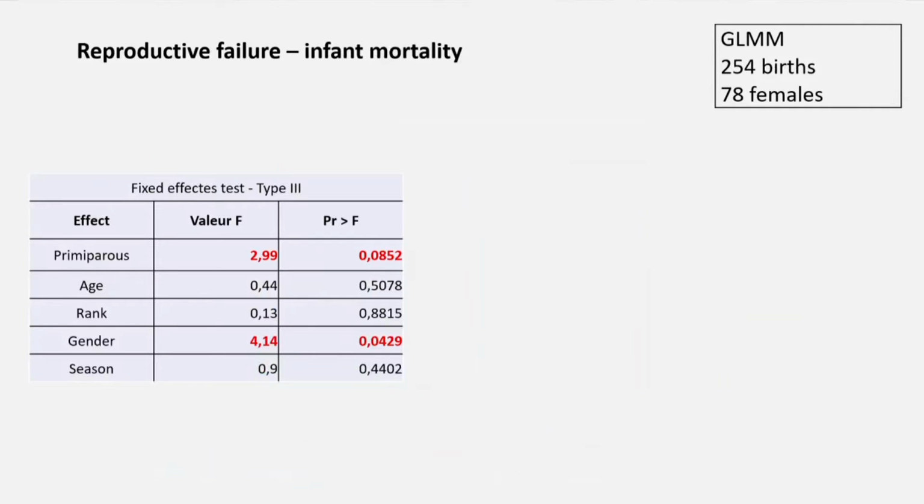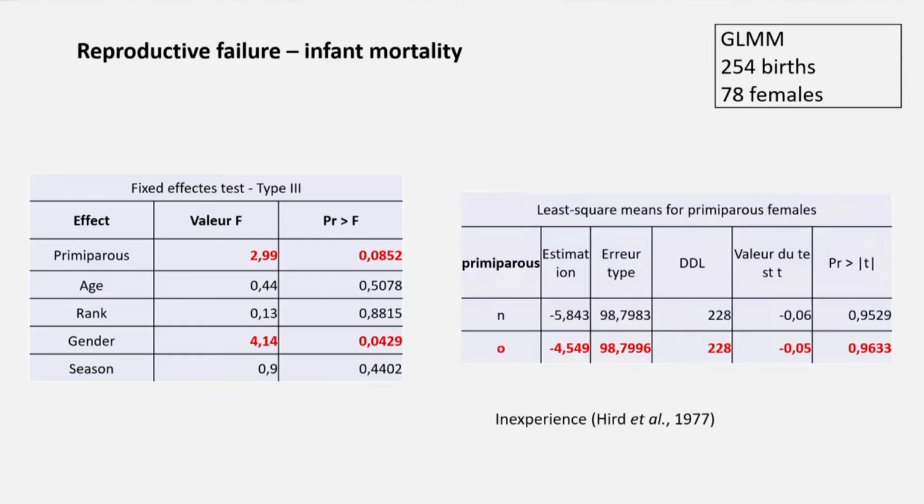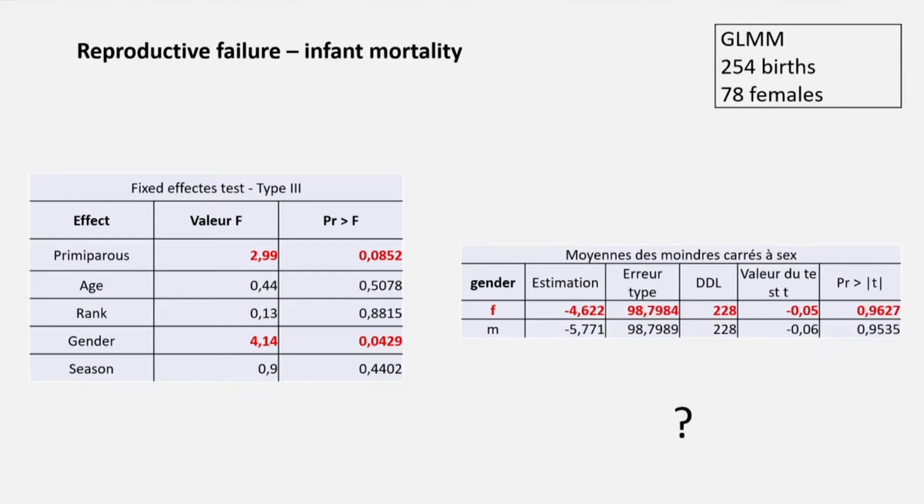We did more or less the same for the infant mortality, but in this case, as an individual parameter, we also added the gender of the newborn. In this case, seasonality was not affecting, but parity and gender gave significance in our test. Regarding parity, what we found is that newborns from primiparous females are more likely to die during the first 6 months. And regarding the gender, here we are quite surprised because we were not expecting this. We were actually expecting maybe the opposite. We found that newborn females are more likely to die than male newborns, but we don't have enough data, so we don't know yet how to explain that.